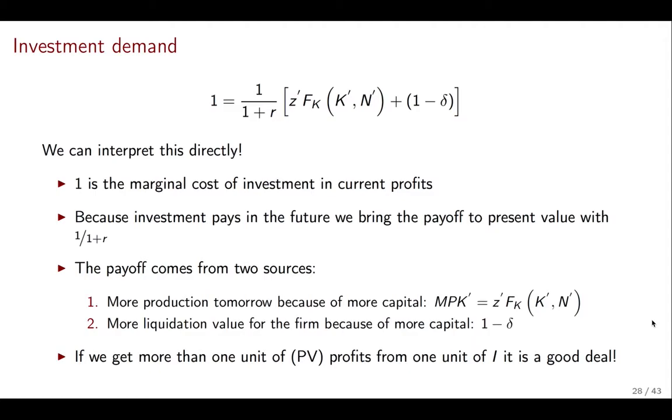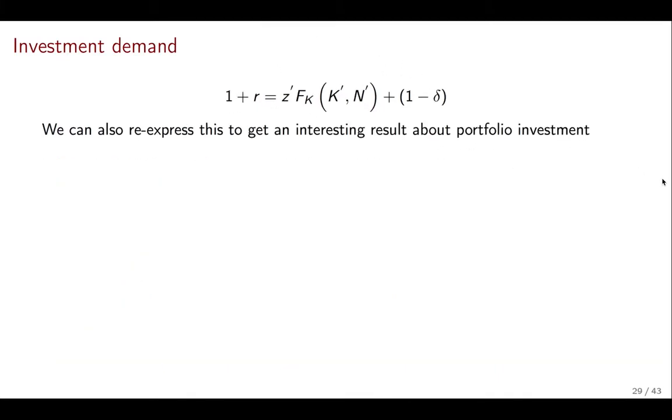Of course, the more investment there is, the lower the marginal product of capital tomorrow is, because more investment is more capital. That's going to reduce the marginal product of capital tomorrow. So at some point, it's going to be optimal to stop investing. That's the point at which the present value of the future payoff is going to be equal to 1.